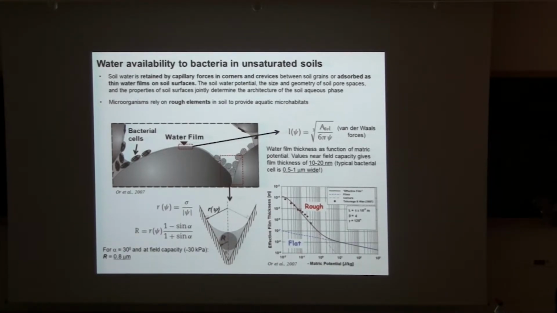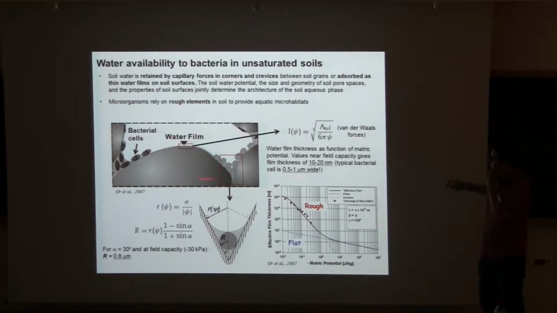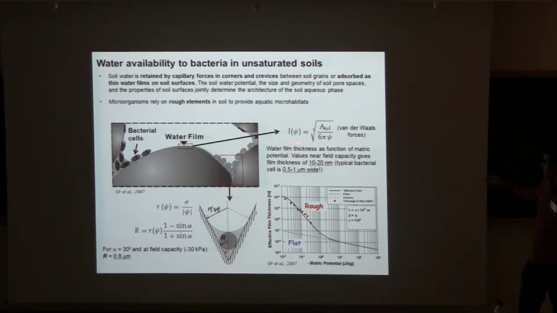But interestingly, if you try to calculate the film thicknesses that you find, you can use simple assumptions. For instance, if we assume that only van der Waals forces are playing a role here, there's a way to calculate the effective water film thickness as a function of the matric potential. The bottom line is that if you use values of matric potential near the field capacity, the film should be about 10 to 20 nanometers thick.